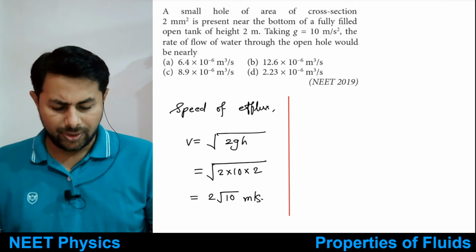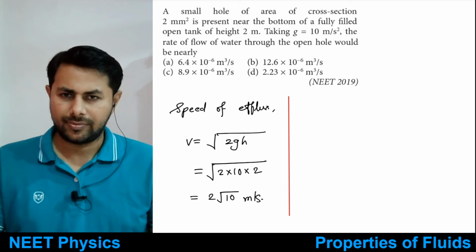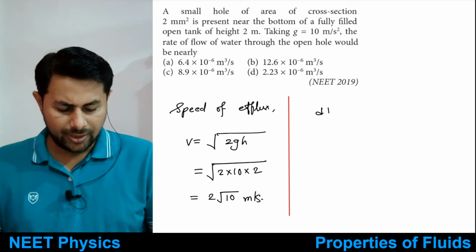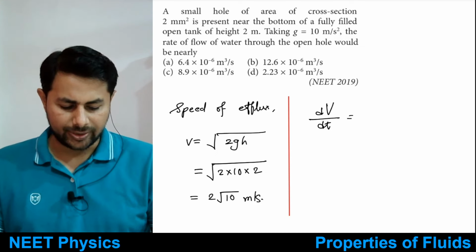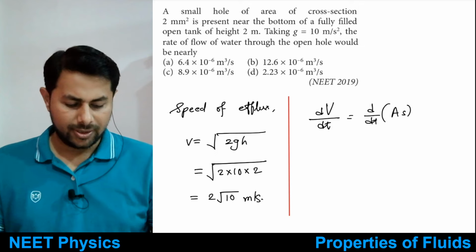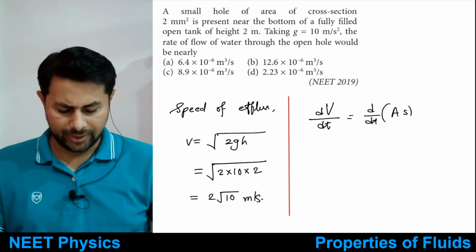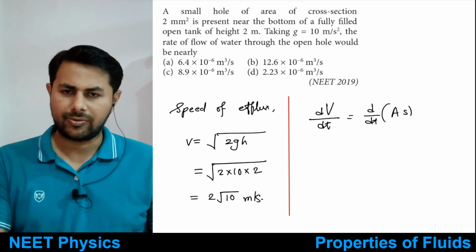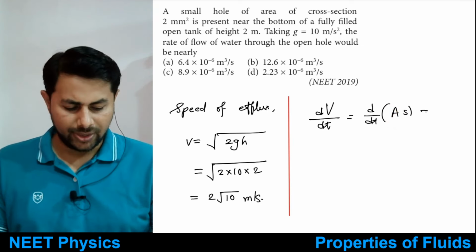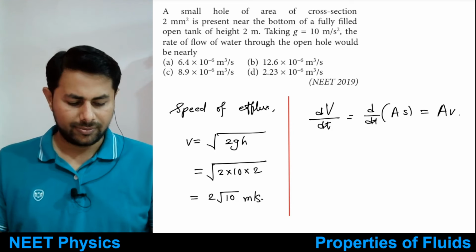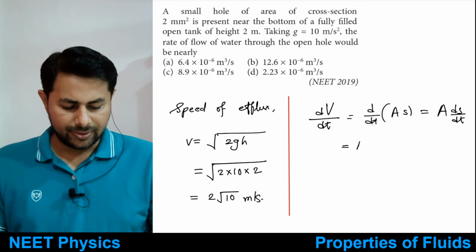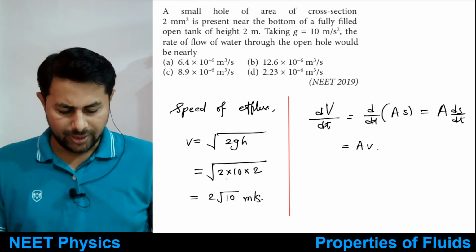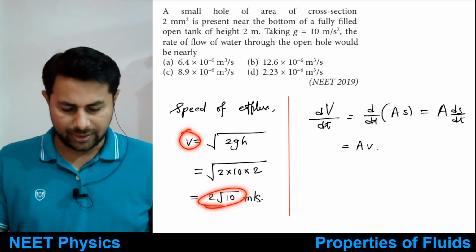After that, what is the rate of flow of water? Rate of flow of water means the volume that's coming out per unit time. Rate of flow of volume, capital V, is d by dt of area times s. Area you can take out, it is just equal to ds by dt, and that means it is equal to area times velocity, right? It is A times ds by dt, that is area times velocity. So velocity is 2 root 10 that you just found.